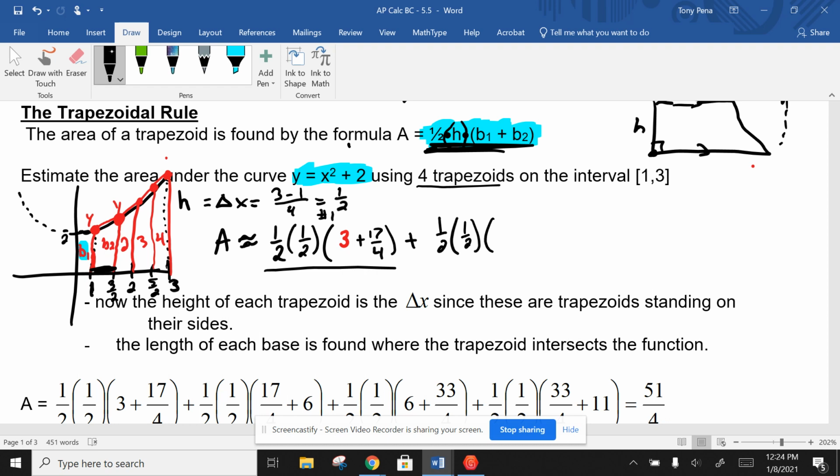And then now this is going to be trapezoid number 2. So if I need trapezoid number 2's first base, don't we already know that one? Because if I go to trapezoid number 2 right here, its first base is this base here that we've already calculated for the first trapezoid. And that is going to give us that same exact length of 17/4.